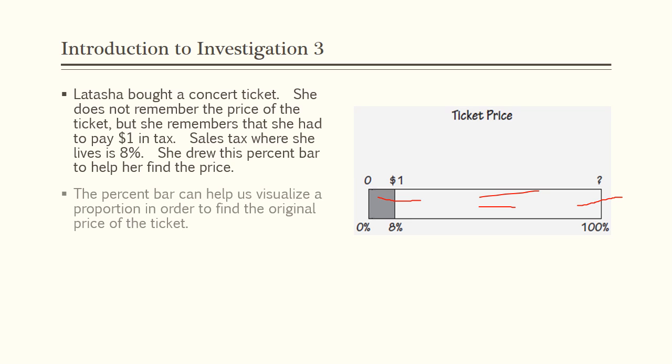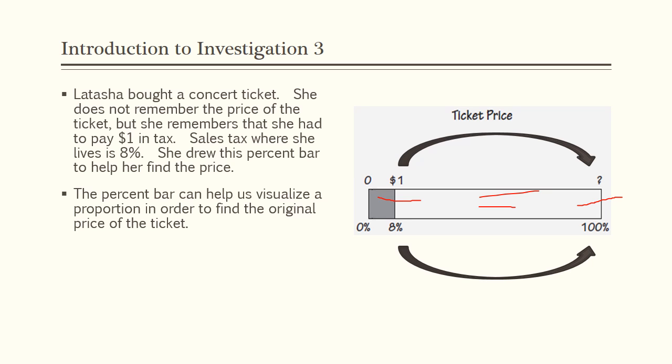The percent bar helps us visualize a proportion that can be used to find the original price of the ticket, which would be represented by the question mark here. We want to figure out 1 times what is the question mark, 8 times what is 100. So this is our proportion. If we were to write this as a proportion, we'd have the equal sign right in the middle. We'd have $1 over 8% equals question mark dollars over 100%.